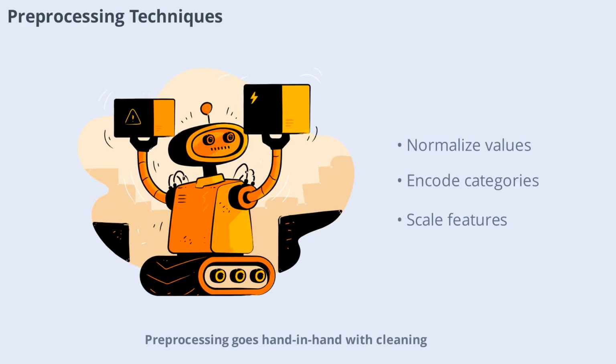Preprocessing goes hand in hand with cleaning. It includes transforming data into a suitable format for analysis. This might involve normalizing values, encoding categorical variables, or scaling features. The goal is to make your data consistent and ready for exploration. Preprocessing ensures that your analyses and visualizations are meaningful and comparable across different variables. With well-prepared data, you can confidently move on to deeper exploration.